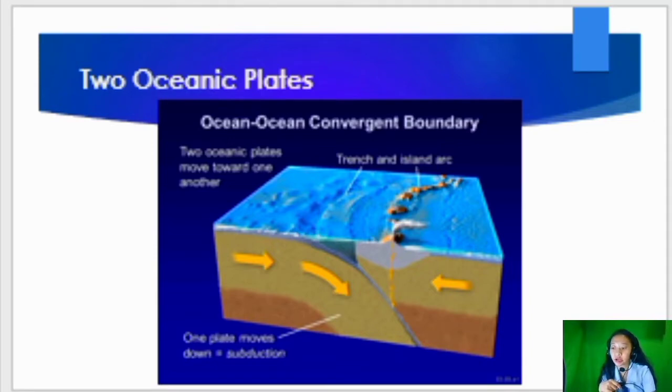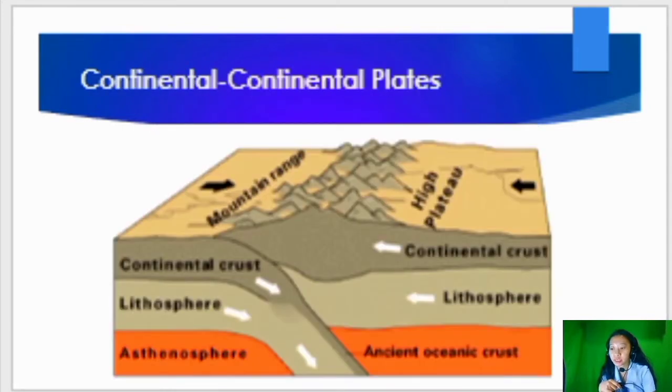The last type of the convergent boundary is the continental plates. In this picture, we can see the two continental crusts converging each other. Based on the picture that I have shown you, I want you all to observe what could be the possible landforms and events that may occur here.